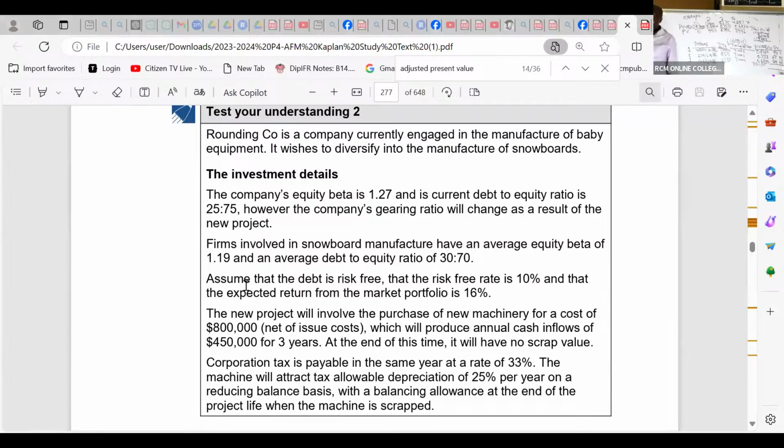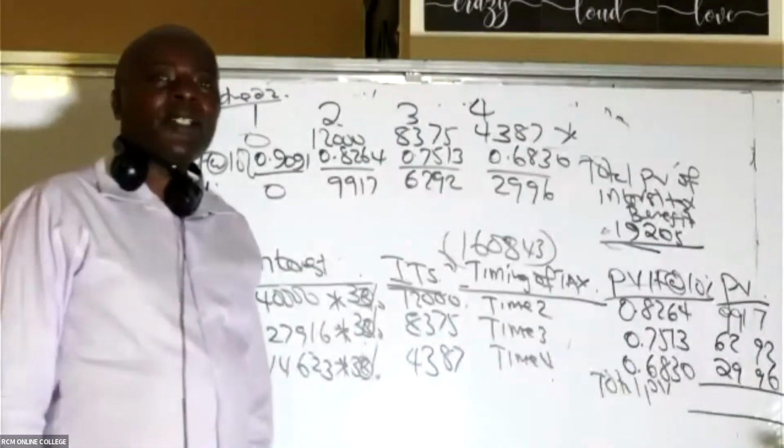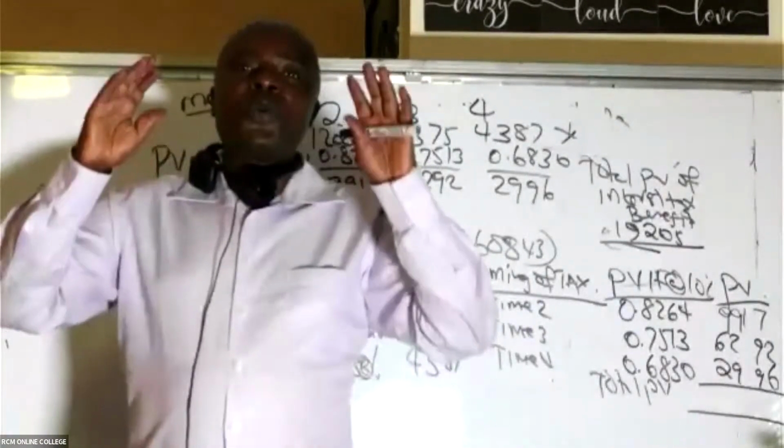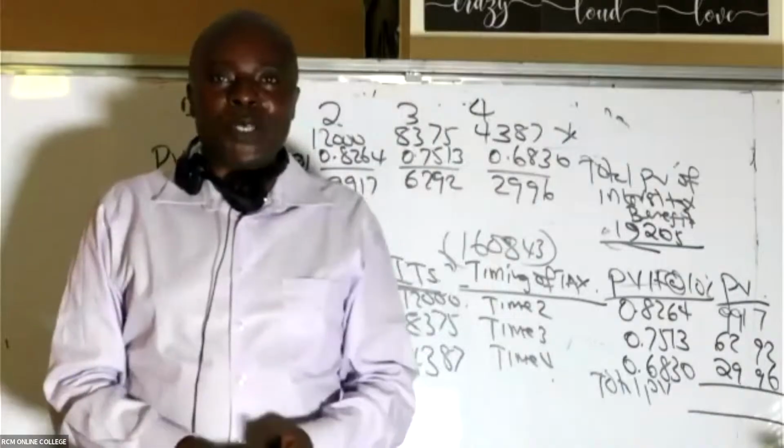We are told the rounding company is a company currently engaged in the manufacture of baby equipment. It wishes to diversify into the manufacture of snowboards. This is very popular. You will get this question in your exam. Our firm RCM wants to venture into a new industry.